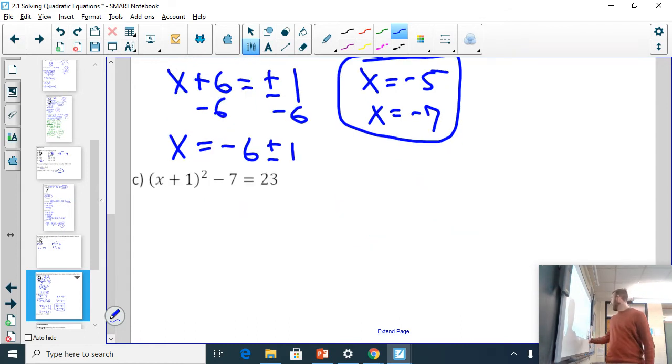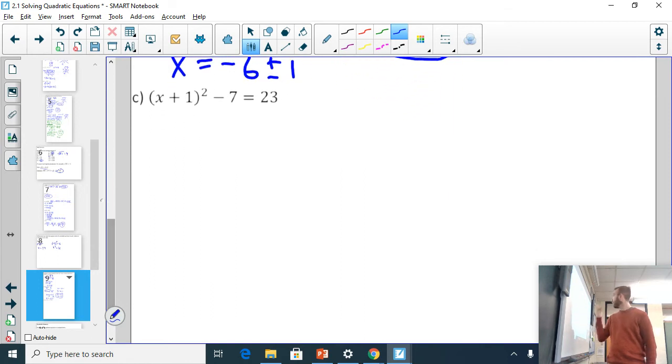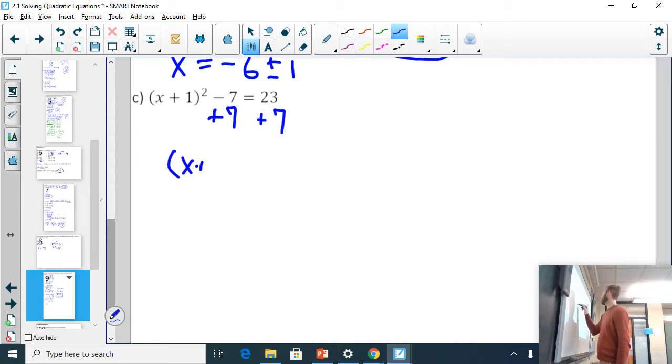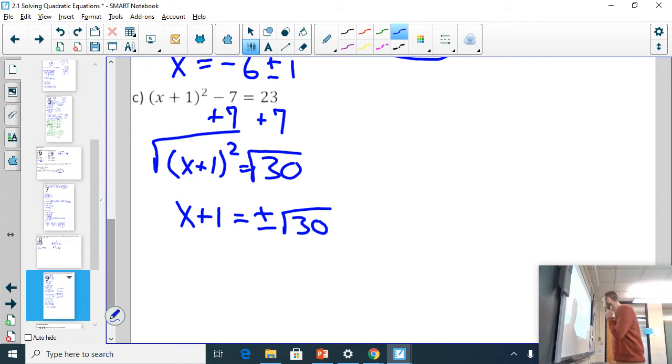So same idea here. I'm going to add that 7 over because I want whatever is squared by itself. So I'm going to get x plus 1 squared equals 30. Then I'm going to take the square root of both sides, and that square root and square are going to cancel out. We're going to be left with x plus 1 equals plus or minus the square root of 30, right?